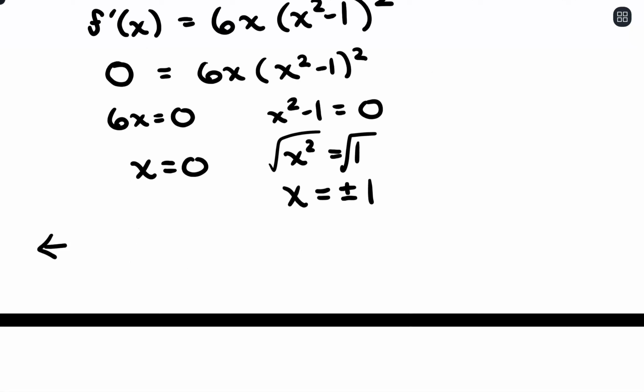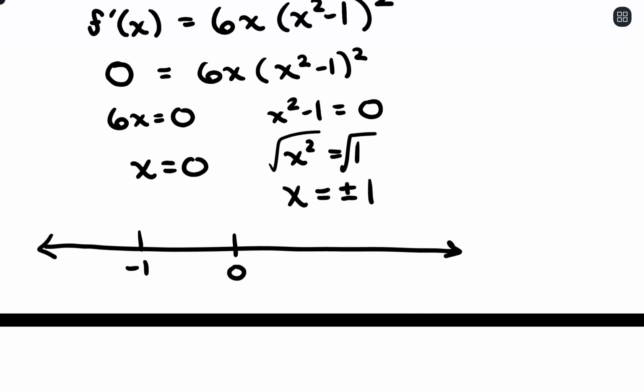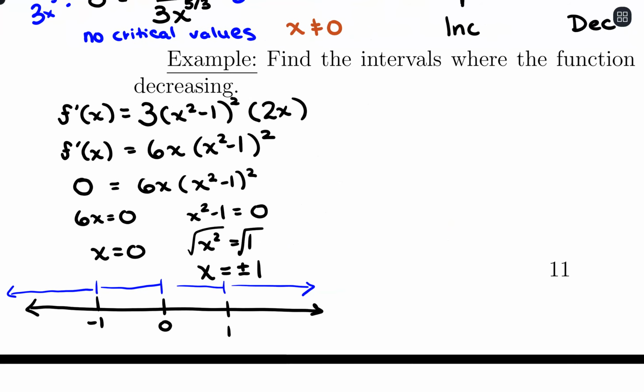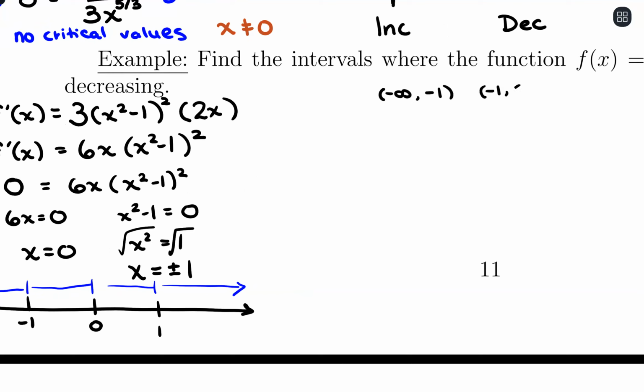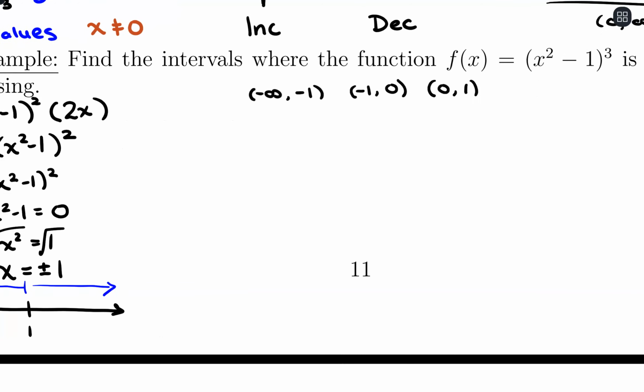If it helps for thinking of these intervals, you could think in terms of a number line. We have 0, -1, and +1 as our cutoff values. So we're going to have 4 intervals: -infinity to -1, -1 to 0, 0 to 1, 1 to infinity. All right, let's write out those intervals.